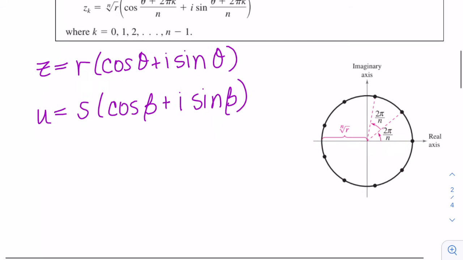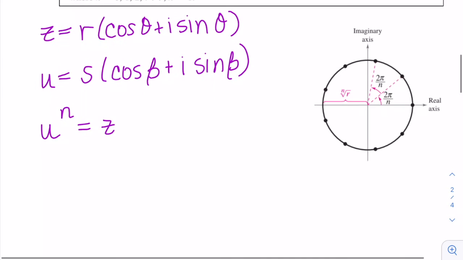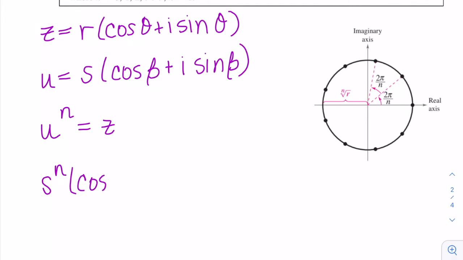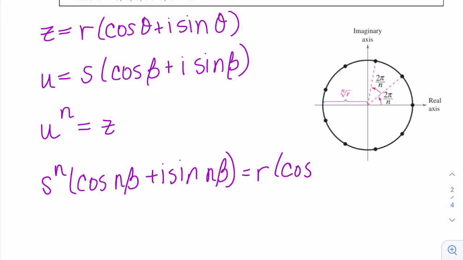If we say that u to the n equals z, then we can say s to the n, using de Moivre's theorem, cosine of n times beta plus i times sine of n times beta is going to equal r times cosine of theta plus i times sine of theta. If we know that those are equal, then these two, s to the n and r, would equal each other, and they can cancel each other out.